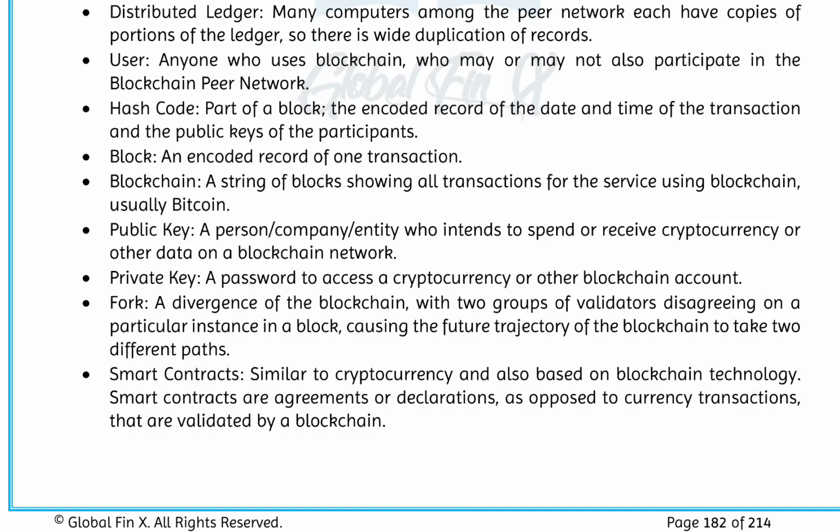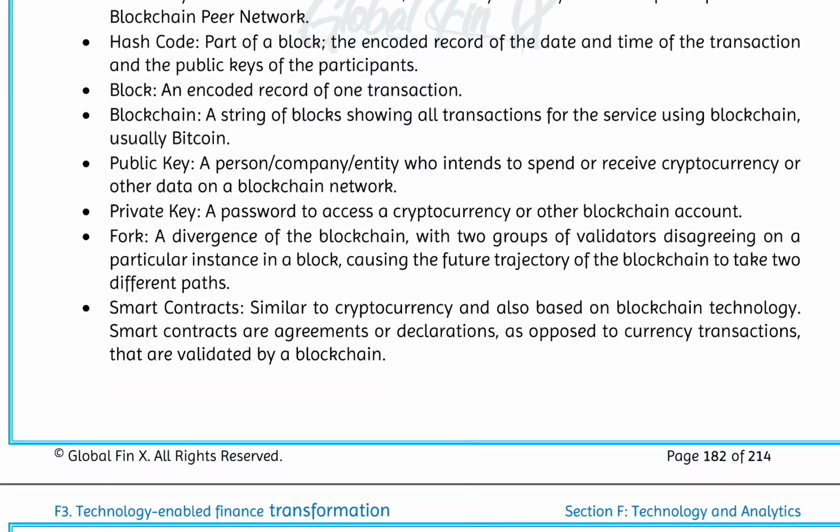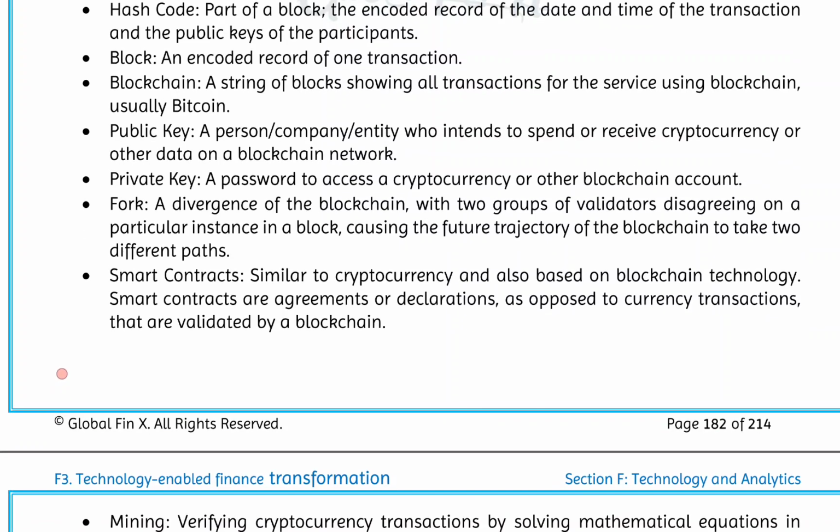So this is a modified update. So this should not be entertained. This should not be allowed inside the network. So that is called as hash code. Block means one part of the transaction. One transaction is called one block. Blockchain means what? All the blocks are connected to each other. All the transactions are connected to each other. That is called as a blockchain. Chain of transactions, chain of different blocks.